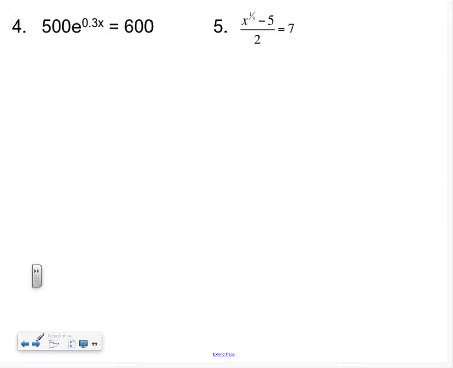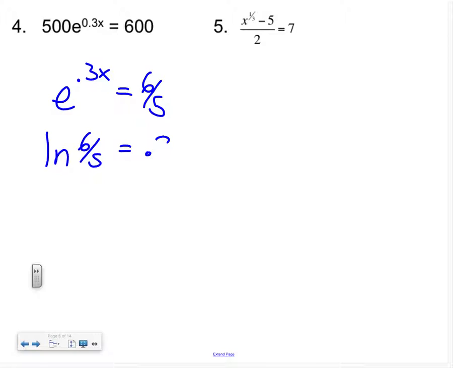All right. So you guys tell me, now that we've done some more equations, what would I do first on this? Divide by 500, yeah. Is it all right if I just write 6/5? That's what you're going to get. Okay. And so how do I get rid of e? So it's the ln of 6/5 equals 0.3x. And again, the ln of 6/5 is just a number, so I type it in my calculator, right? That's all I'm going to do. ln of 6/5 on my calculator is 0.1823. And that is 0.3x. So now my last step is to just divide by 0.3.